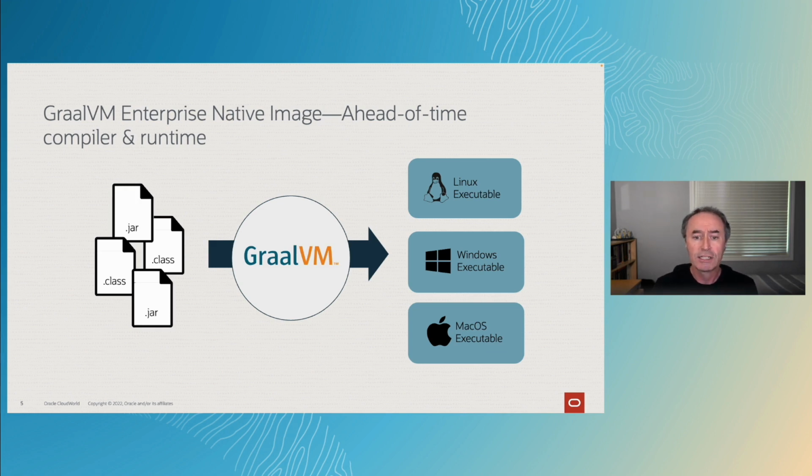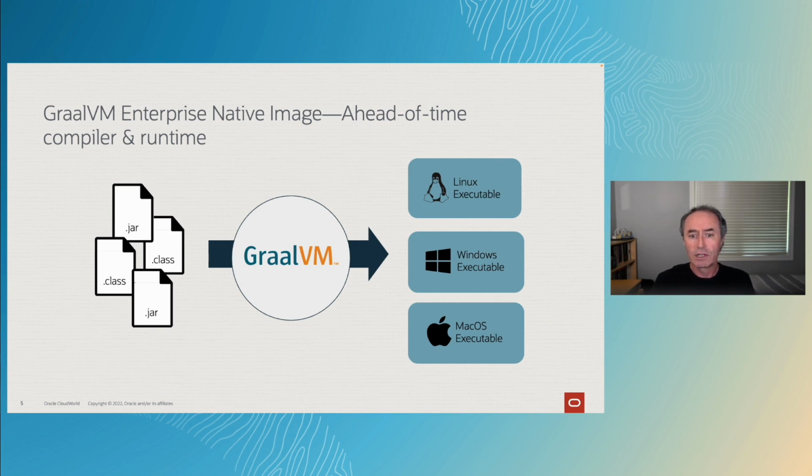So I mentioned it's an ahead of time compiler. It takes your jar files, your class files containing Java bytecodes, and transforms them into a standalone executable for Linux, Windows, or macOS. And it does this in one go through a process where we walk through your application, looking for all the code that's involved in your application to service the code you're writing.